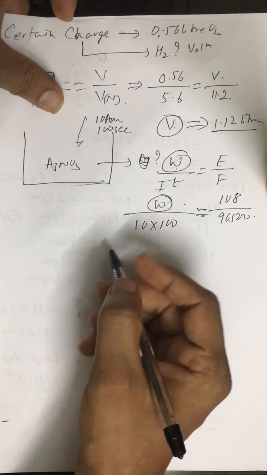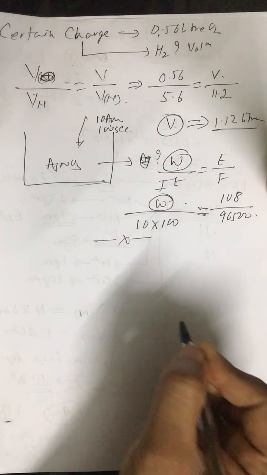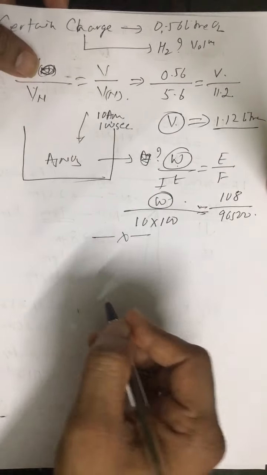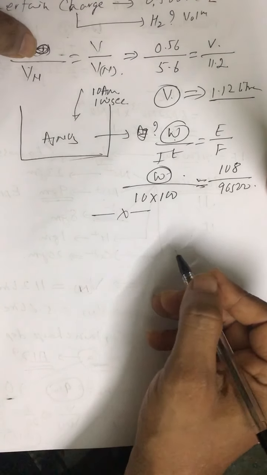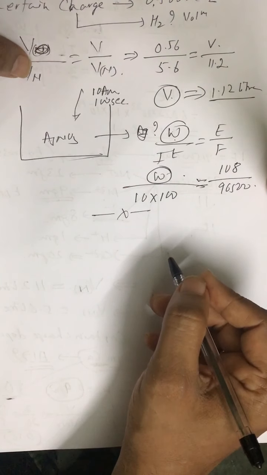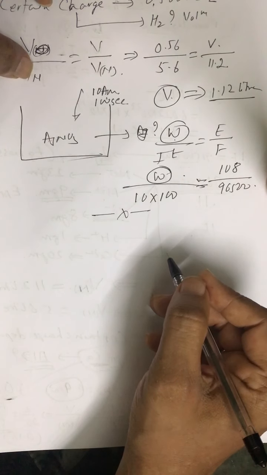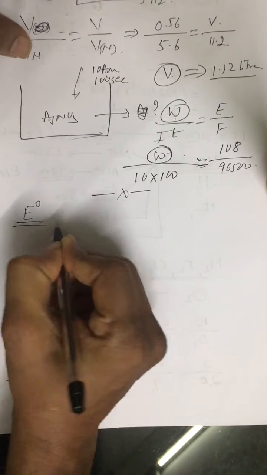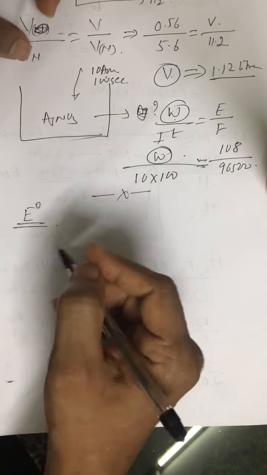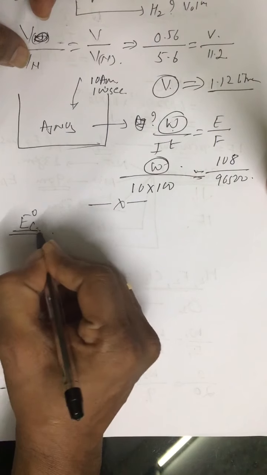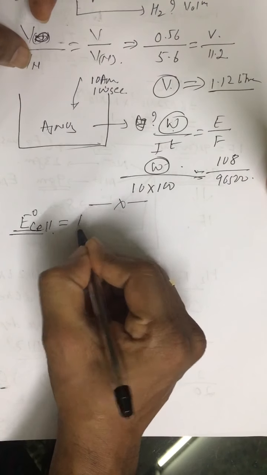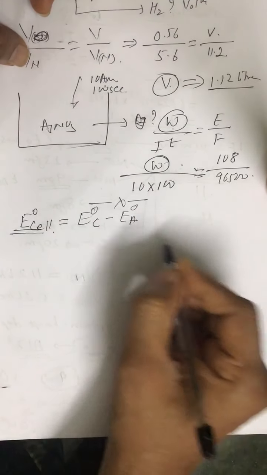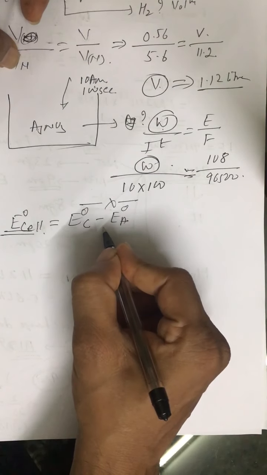Then after Faraday's law we have the conductance section, and there is one more section, that is electrochemical cells. So as far as E0 value is concerned, E0 is called electrode potential, and as far as E0 cell is concerned, it is given by E0 of cathode minus E0 of anode. This much we have studied in 11th standard.